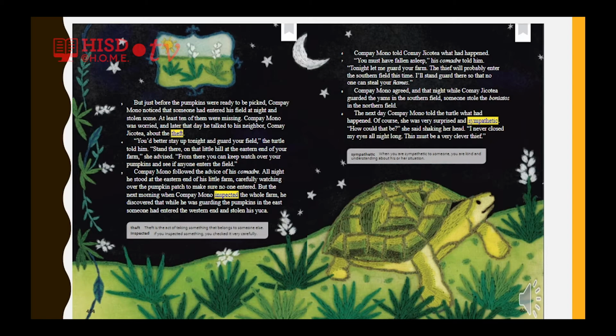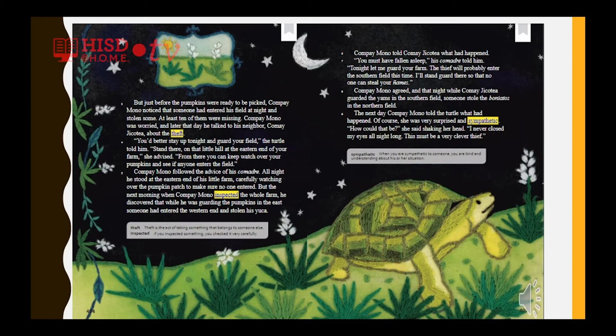Compe Mono told Come Jicotea what had happened. "You must have fallen asleep," his comadre told him. "Tonight, let me guard your farm. The thief will probably enter the southern field this time. I'll stand guard there so that no one can steal your yams." Compe Mono agreed. And that night, while Come Jicotea guarded the yams in the southern field, someone stole the boniatos in the northern field. The next day, Compe Mono told the turtle what had happened.